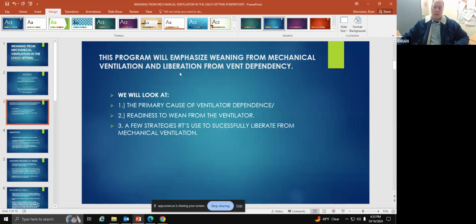This program will emphasize weaning from mechanical ventilation and eventually liberating from the ventilator. We're going to look at a couple of things. We'll look at the primary cause of ventilatory dependence, the readiness to wean from the ventilator, and some strategies that we can use to successfully liberate patients from mechanical ventilation.